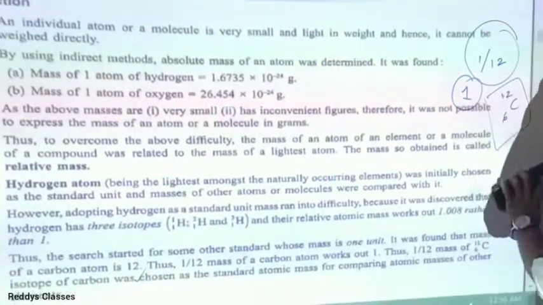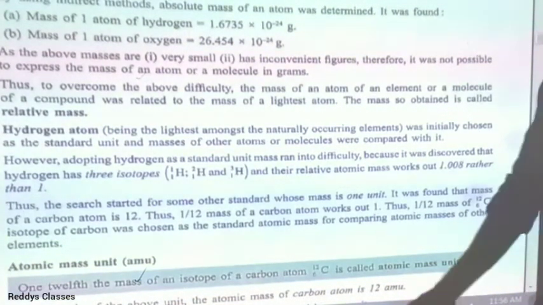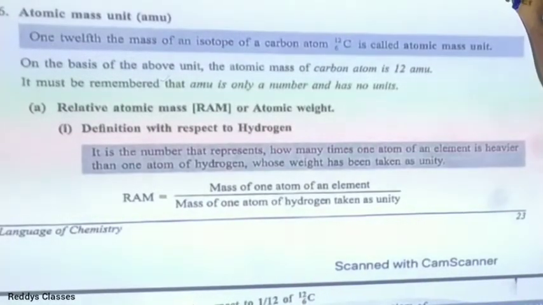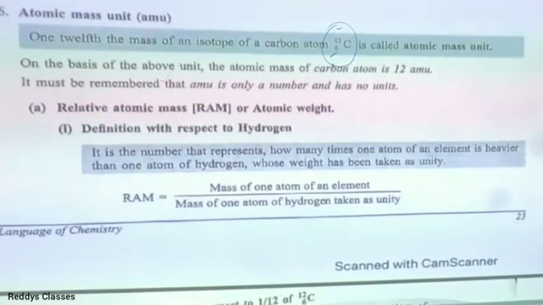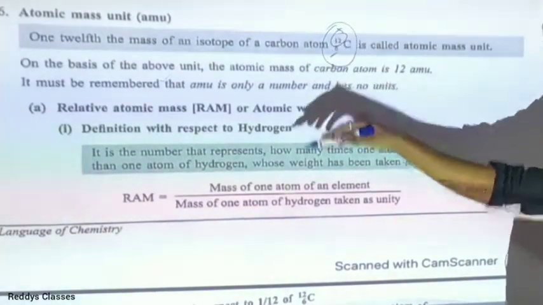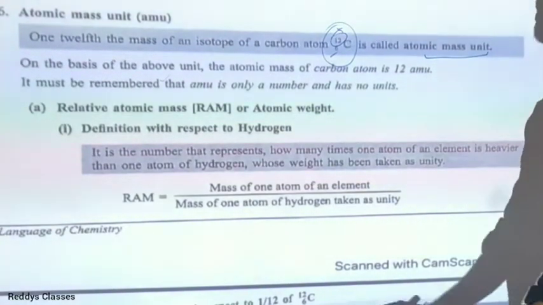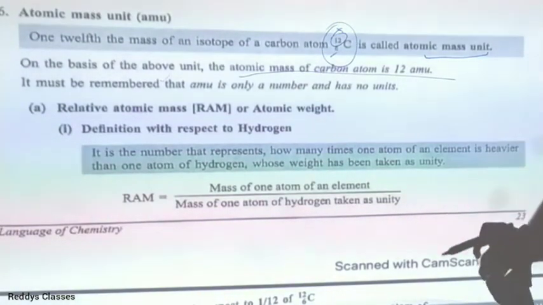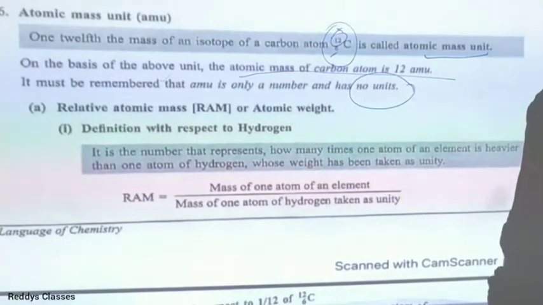So let us study what we mean by the 1/12 part of it and what the atomic mass unit is. Atomic mass unit, AMU. So we have carbon here, it has an atomic mass and atomic number. So 1/12 of the mass of the carbon isotope is called the atomic mass unit. The atomic mass of carbon is 12 atomic mass units. It must be remembered that the atomic mass unit is only a number and has no units.